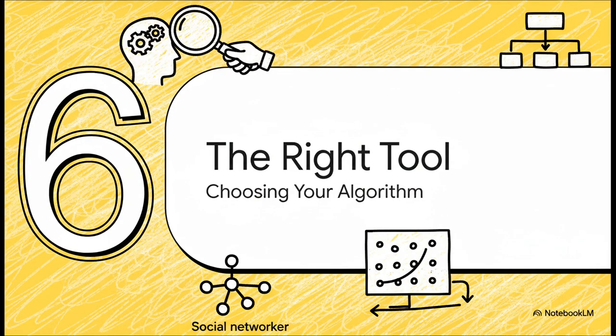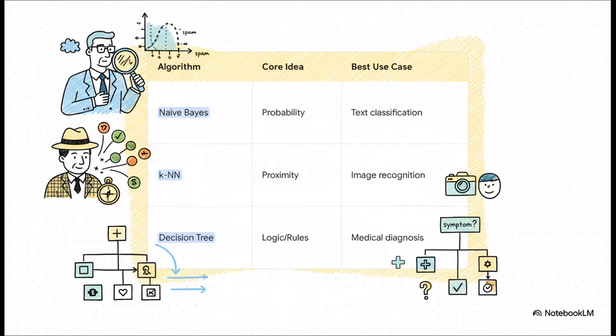So, we've met the statistician, the social networker, the detective, and this ultimate brain-like learner. So, which one's the best? Well, the real answer is, it depends. Each one is a tool, and each is designed for a very specific job. And this little table gives us a great summary.